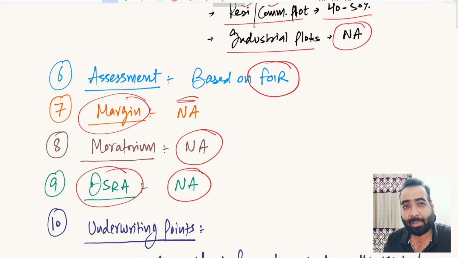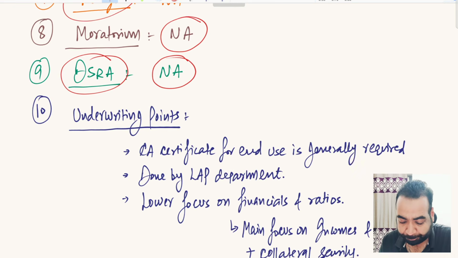No applicability of DSRA condition as well. DSRA is the debt service reserve account, wherein you keep 3 months or 6 months worth of EMI as an FD with the bank as a security, so that in case you default on the loan, the bank can break that FD and recover the due amount. There is no such stipulation in LAP products. DSRA is generally stipulated in project financing cases.